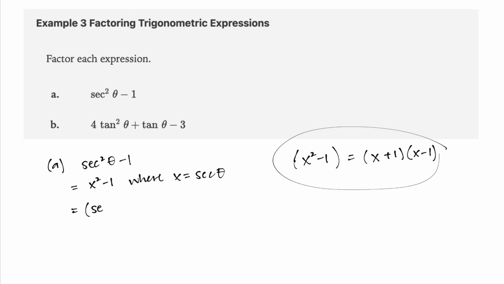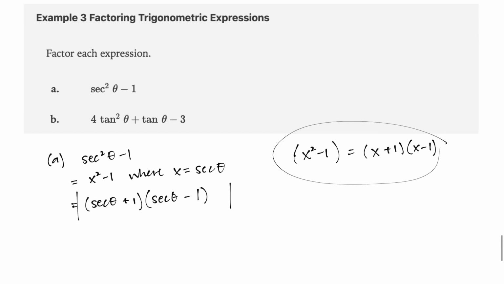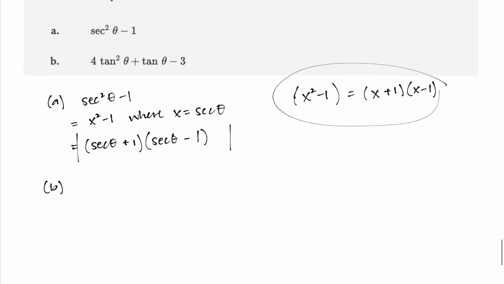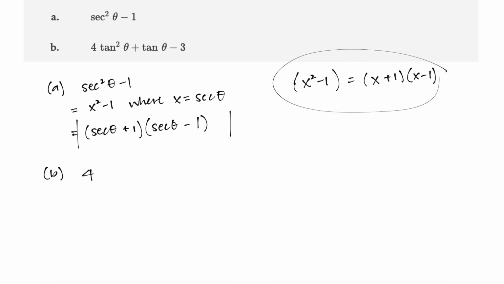So all we would have to say here is that this is going to be equal to secant theta plus 1 times secant theta minus 1. And that's going to be the answer in this case. Now for part B, we have a little bit more involvement to consider here. So the question in part B says 4 tangent squared theta plus tangent theta minus 3.